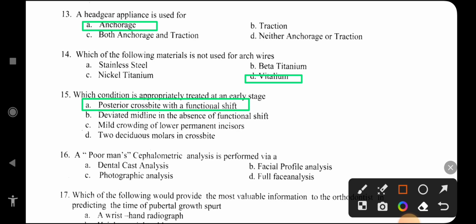A poor man's cephalometric analysis is performed by a. Options are dental cast analysis, facial profile analysis, photographic analysis, or full face analysis. And the correct answer is facial profile analysis. Poor man's cephalometric analysis is performed by a facial profile analysis.